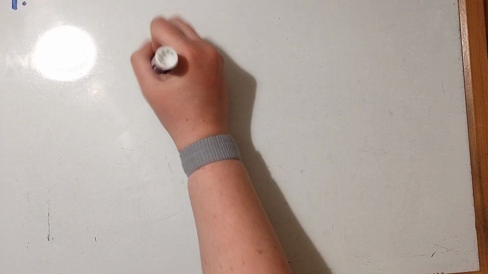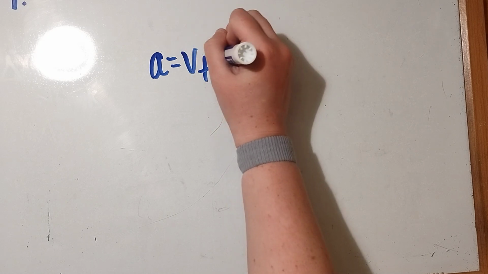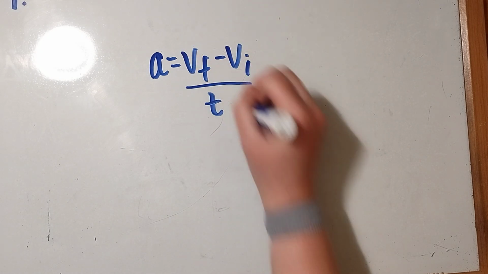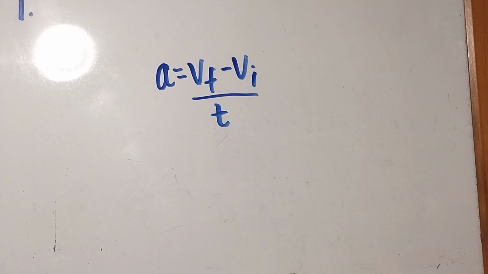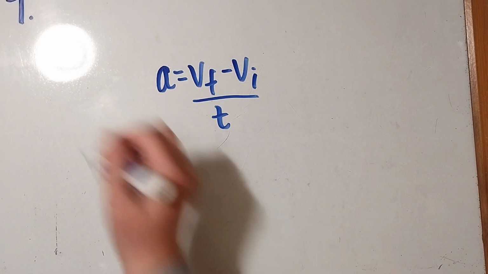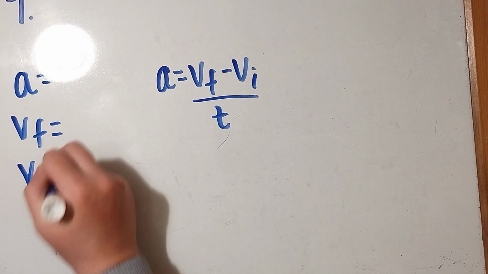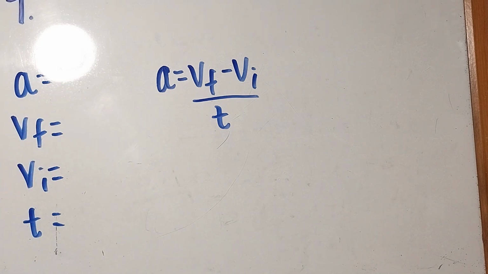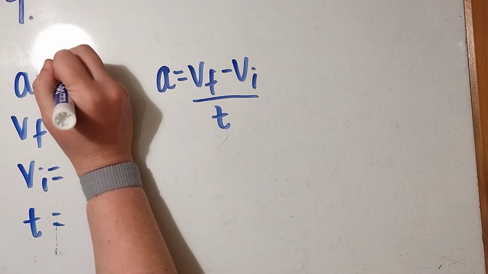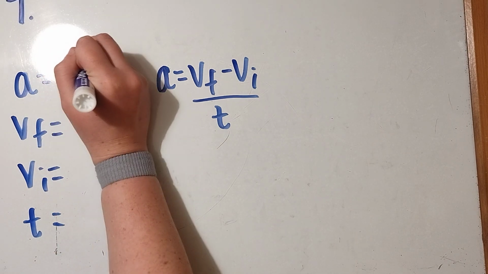We have no mention of distance here, so we're going to use our normal acceleration equation: acceleration equals Vf minus Vi over t. We need to make a variables list here on the left-hand side. Each variable gets its own equal sign. Now we have to determine from the information given what goes with each variable. It says with an average acceleration of negative 0.5 meters per second squared, so I'm going to put that next to acceleration.